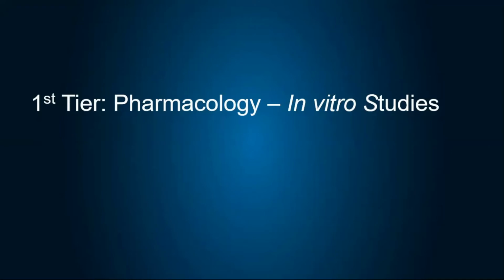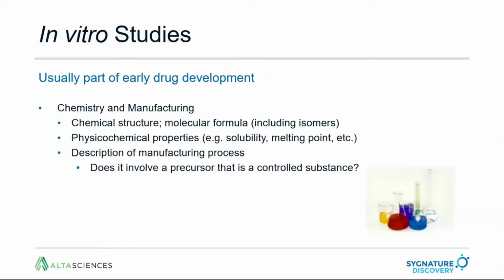Now we will cover the first tier of studies that are required by both the EMA and FDA, the pharmacology in vitro studies. In vitro studies typically conducted early in the drug development program provide helpful data to evaluate abuse potential. This falls under the realm of chemistry and manufacturing and includes examination of the molecular structure to determine if it's structurally related to drugs with known abuse potential, physicochemical properties including solubility and melting point, factors which are relevant if a drug may be abused by an unintended route of administration such as injection, and a description of the manufacturing process, particularly if the process involves a precursor that is a controlled substance, or if the drug molecule can be converted into a drug with known abuse potential.